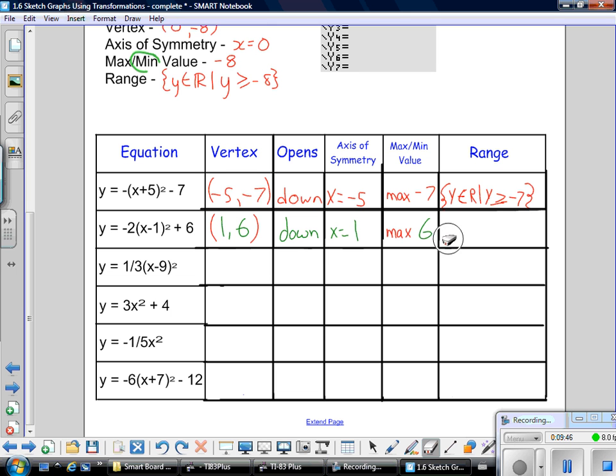Maximum value, because I'm opening down, will be the y value of the vertex. And I know that I have the set of real numbers such that, because my maximum value is 6, I can't go any higher. It means everything has to be less than that. So y has to be less than 6.